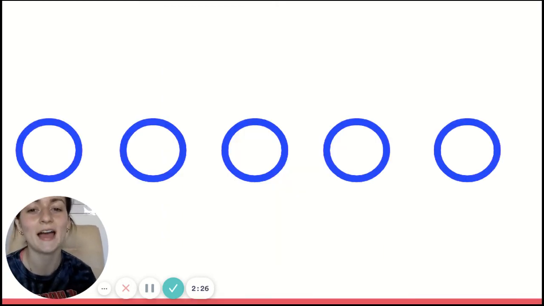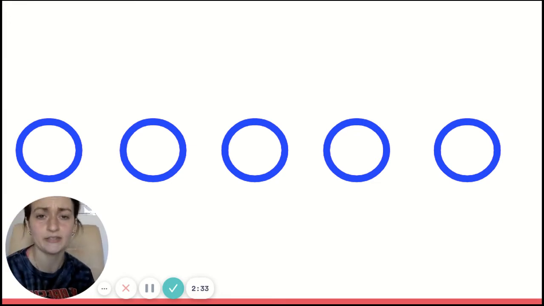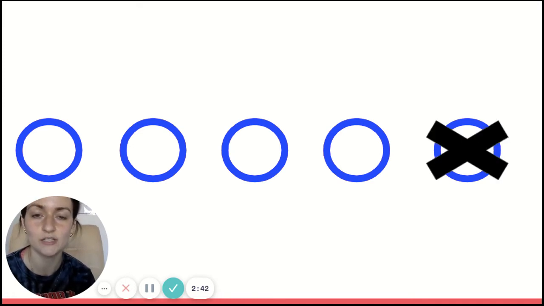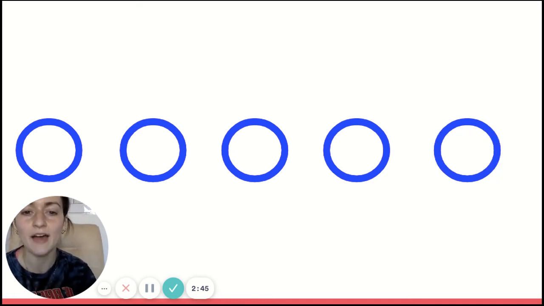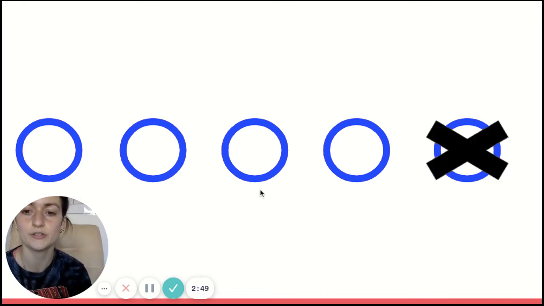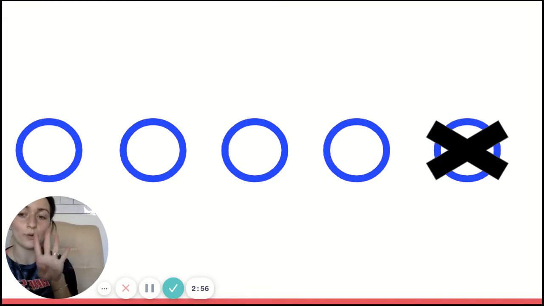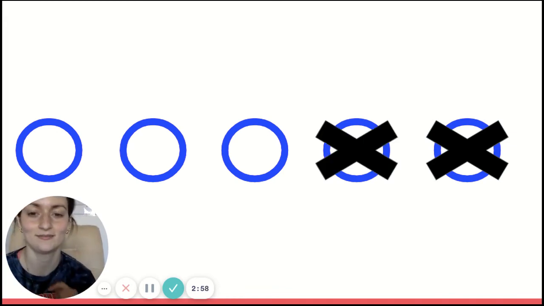So here are 5 students who are jumping. I chose to make circles because remember, circles are easier than trying to draw 5 kindergarten students. But when 1 fell off, what should we do? How should we represent 1 child leaving the group? I'm going to draw an X over that student. We had 5, and when we take away 1, how many do we have left? 1, 2, 3, 4. Because 5 take away 1 is 4.